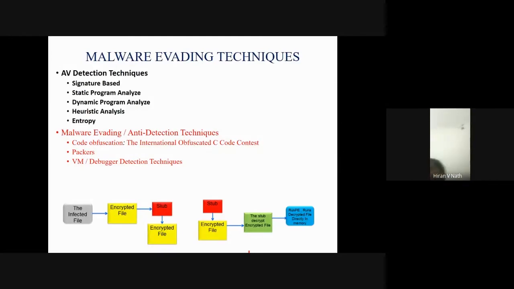So the present methods used by antivirus tools are, first, the signature-based method, where they create a signature for each virus they see and use that. Then static program analysis, where they try to understand what the code does. Then dynamic program analysis, where they run the code and try to understand what it does. And then heuristic analysis and entropy analysis.